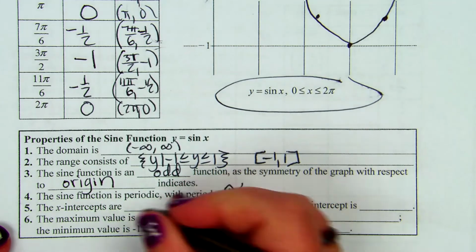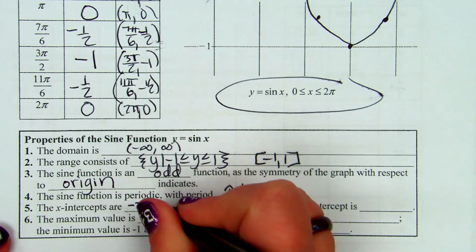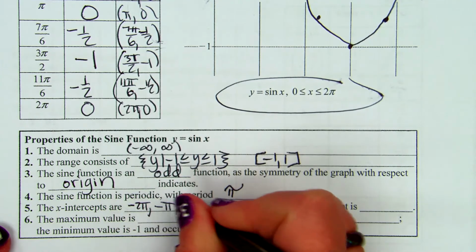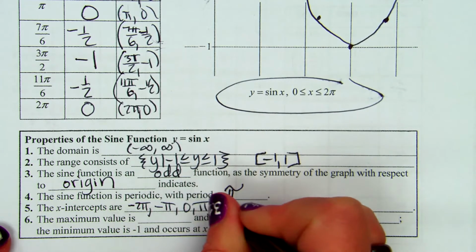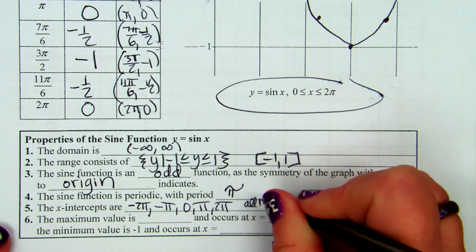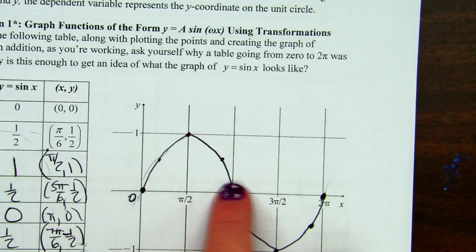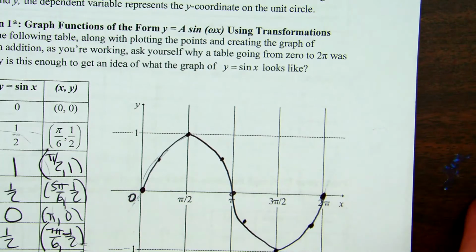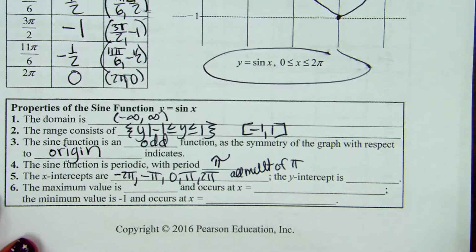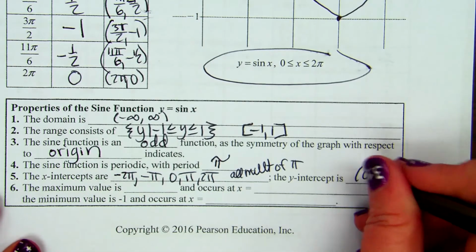The x-intercepts are negative 2 pi, negative pi, 0, pi, 2 pi. All multiples of pi. See, everywhere that it touches the x-axis, 0, pi, 2 pi, it'll be 3 pi, 4 pi, 5 pi, all the multiples of pi. The y-intercept is the origin, 0, 0.